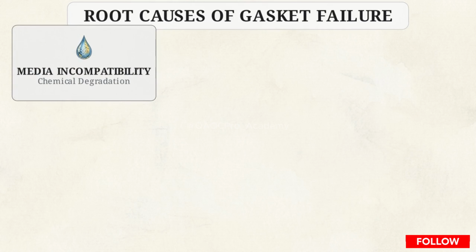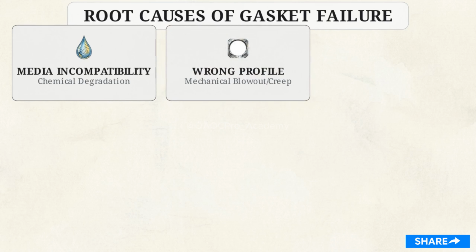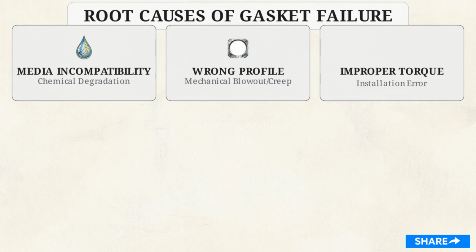This diagram maps out the 3 root causes of gasket failure. First, chemical degradation, using the wrong material for the media. Second, mechanical blowout or creep, which usually comes from choosing the wrong thickness or style. And third, installation error, like uneven bolt torque.